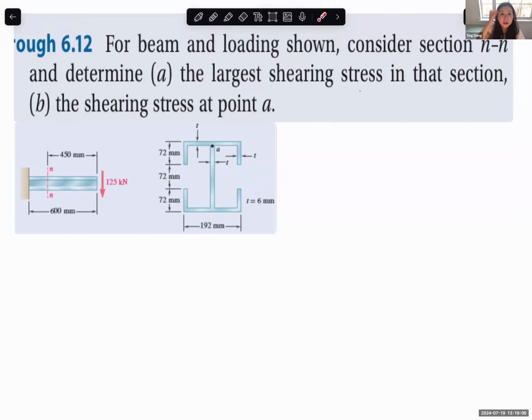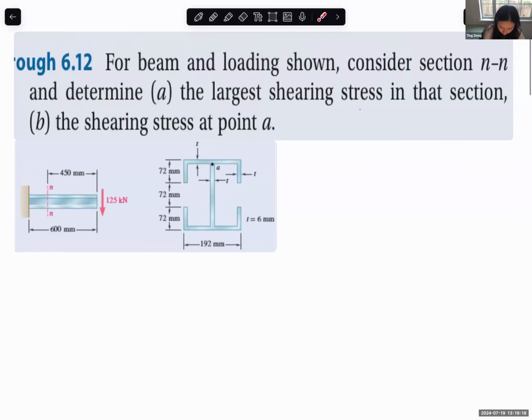So this exam problem helps you understand the topic we did on Wednesday. I think this is a more complicated exam problem. We consider a beam with an external force applied. At the NN section, you determine the largest shear stress in that section and the shear stress at point A. For the first one, the largest shear stress in this cross section, what is the location that has the largest shear stress? Anyone? For part A, we need to calculate.